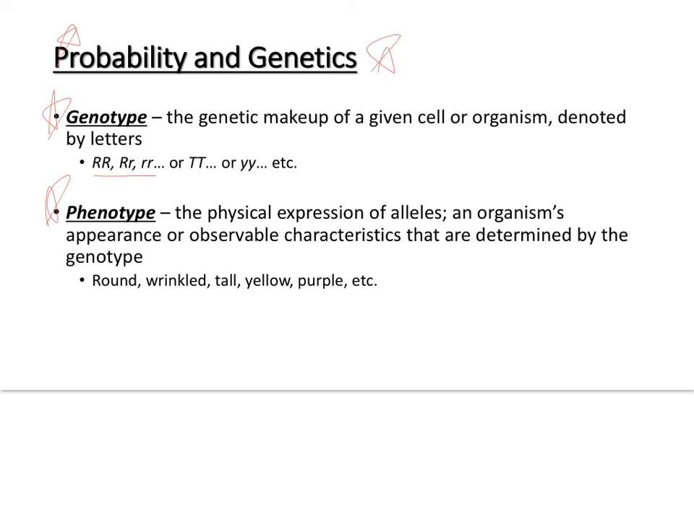So like from the last slide, big R, big R, little r, little r, those are all genotypes. Now then, the genotype tells you what the phenotype of the organism should be. The phenotype, remember this pH here, is the physical expression of alleles. So the phenotype is what characteristics the plant should have based on the genes it gets. So for instance, round and wrinkled from the last slide, those are phenotypes.